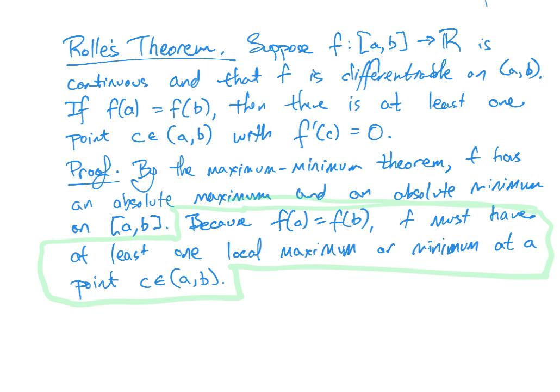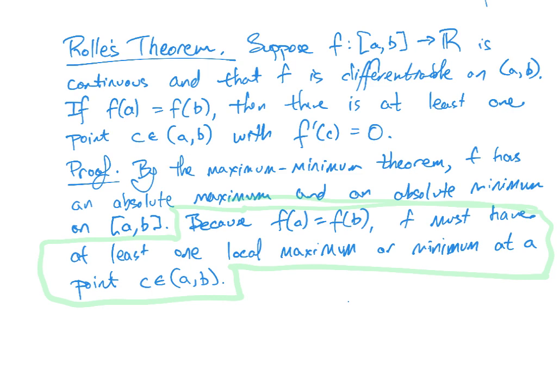Okay, so let's see why that sentence is true. My question is, why is that true? Are there any volunteers? The case that is a little tricky is when f of a equals f of b equals the minimum and the maximum. Mm-hmm. And then you get a flat line. Yes. And then you just pick any point. Yep.